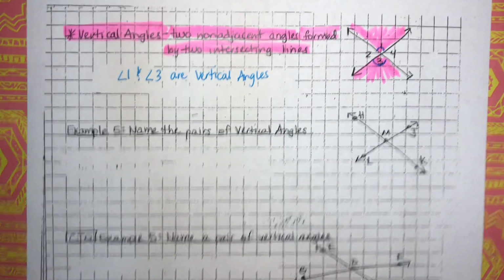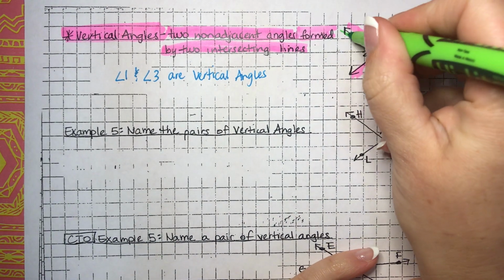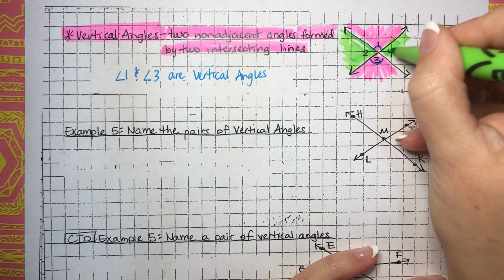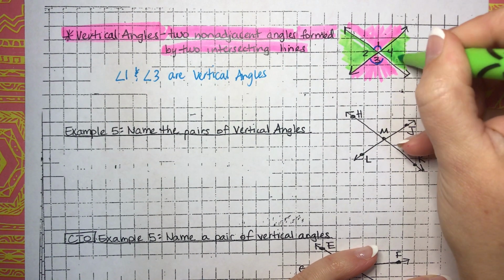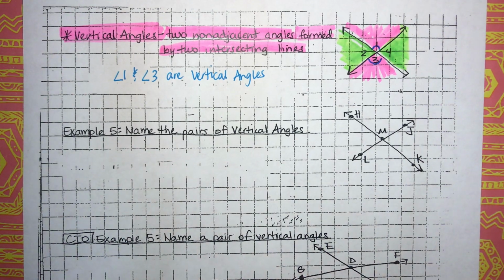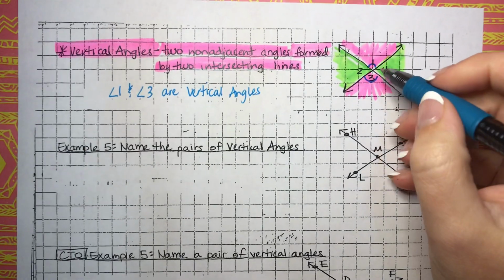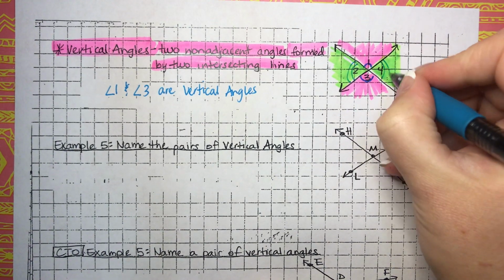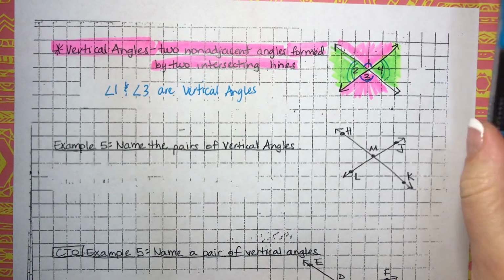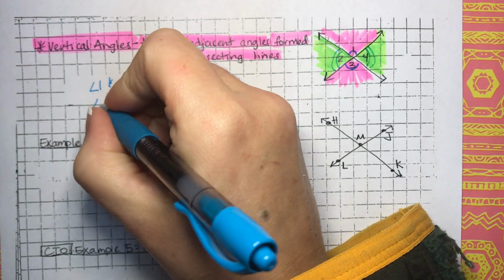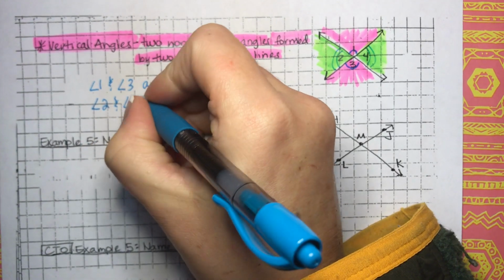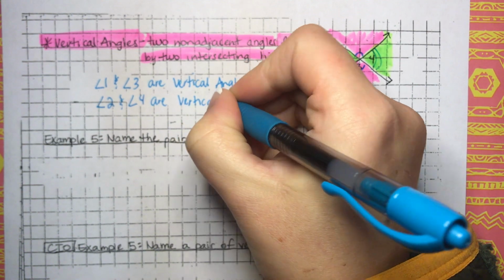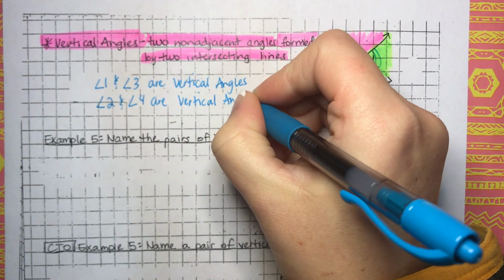What about this? Angles 2 and 4, they're non-adjacent and they're formed by two intersecting lines. So those are another pair of vertical angles. Angles 2 and 4 are vertical angles, and they are also congruent, but they're not congruent to these. They're different, right? So I would put 2 arc marks there. And so I could say that angle 2 and angle 4 are also vertical angles.